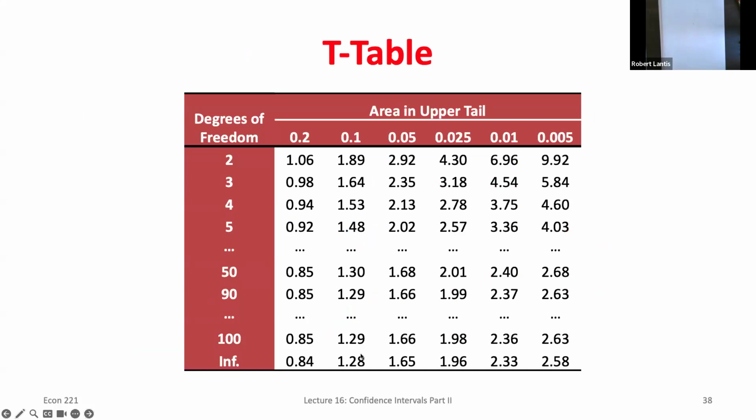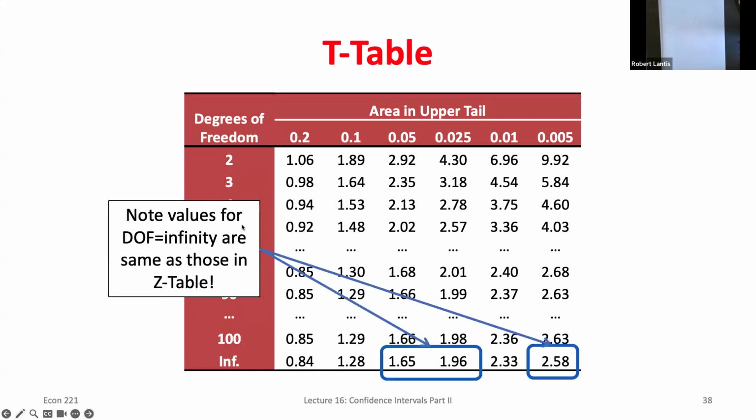Now I said, once you get up to like 100, notice when I want the area in the upper tail of 0.05, the normal distribution value, or if we had truly an infinite number of degrees of freedom, should be 1.65. It's 1.66. Should be 1.96. It's 1.98. Like we're off at the second decimal by a little bit, but it's getting pretty close, right? After 100. So here's our different degrees of freedom.